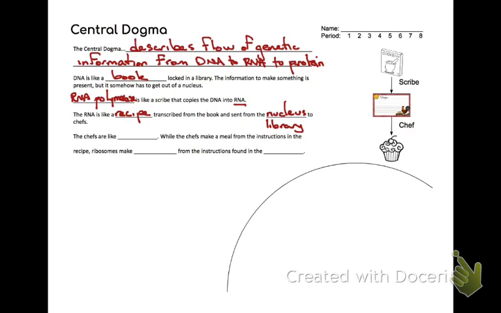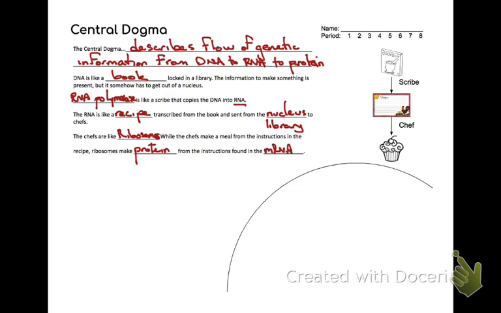Well, the chefs are the cooks. They make things, and they are a lot like ribosomes. Like chefs make meals from the instructions in a recipe, ribosomes are going to make protein from the instructions that are found within messenger RNA, or mRNA.